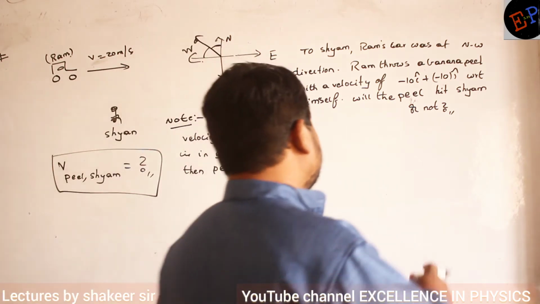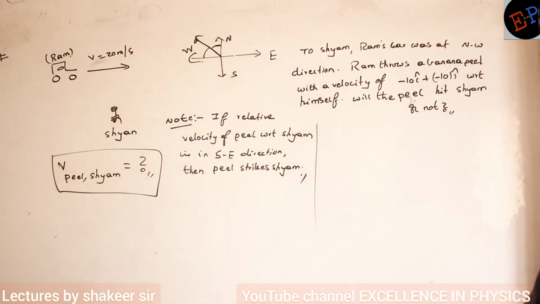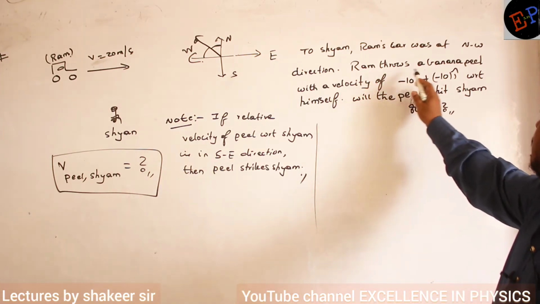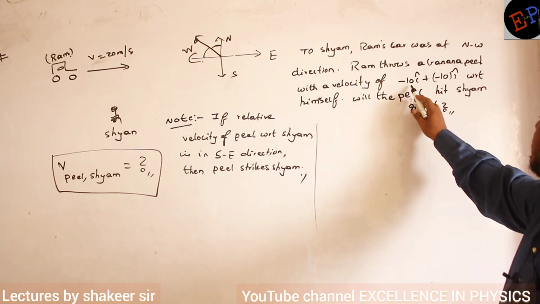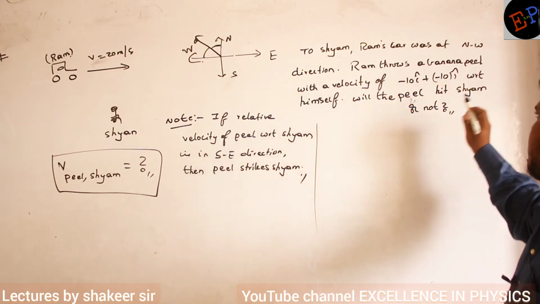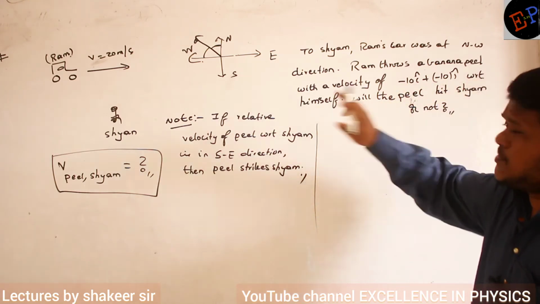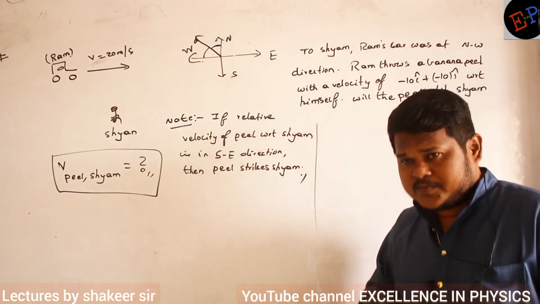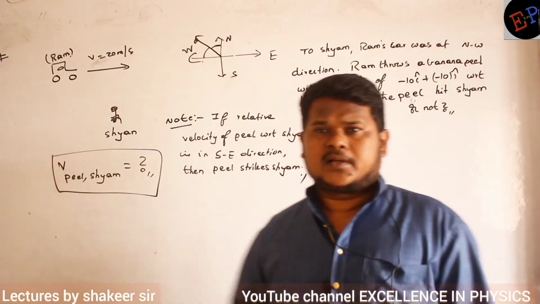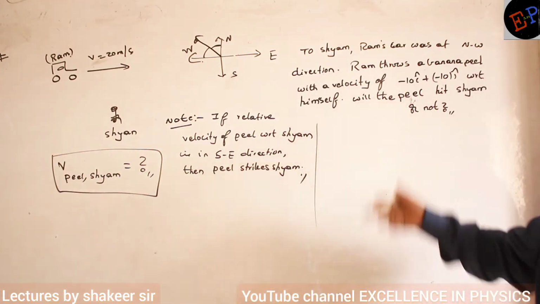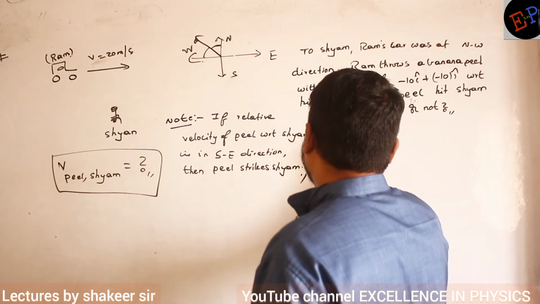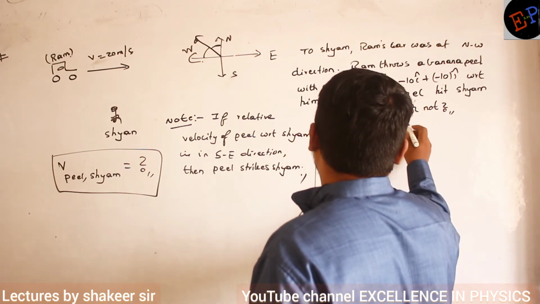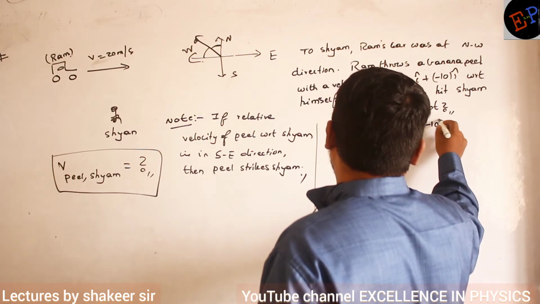But what is the data which he gave? See here, what is the data he has given? The data is: the velocity of the peel is minus 10 i cap minus 10 j cap, and this is with respect to himself. Himself means with respect to Ram. With respect to himself, he has thrown the banana peel with this much velocity. So let us write that mathematically first. The velocity of the peel with respect to Ram is minus 10 i cap minus 10 j cap.